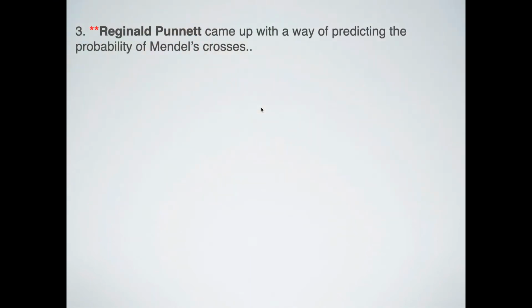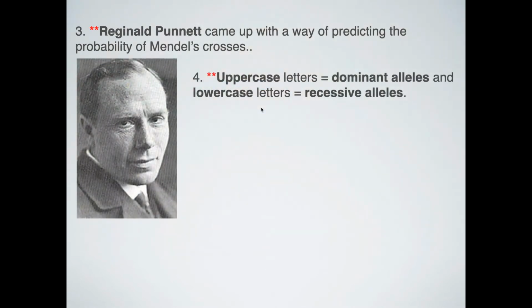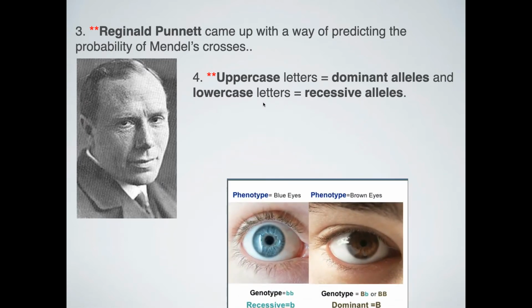So Reginald Punnett came up with a way of predicting what Mendel saw. And this is what Reginald Punnett looked like. So here are our guidelines for how to utilize Punnett squares. Uppercase letters represent dominant alleles. Lowercase letters represent recessive alleles.